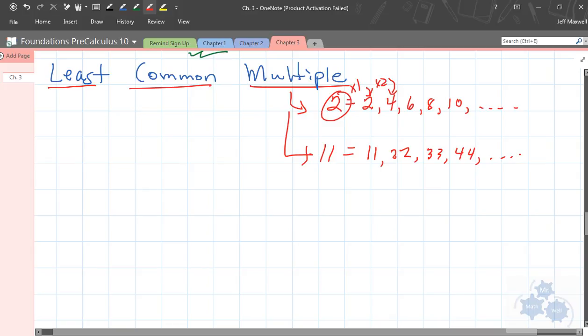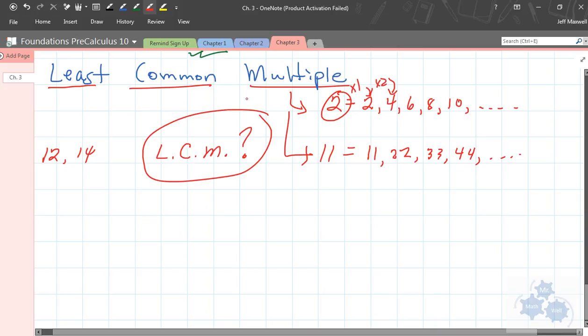Okay? Multiples. In math, it's going to be beneficial for us to be able to figure out what a common multiple would be. And there would be lots of common multiples, but the smallest common multiple is going to be helpful for us. So usually we do least common multiple between two or more numbers. So let's do an example. Okay, let's say 12 and 14. So what is the least common multiple, abbreviated by LCM? Okay, now be careful what you're thinking now. We're not talking about factors.